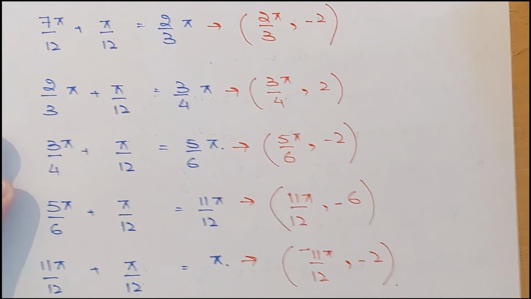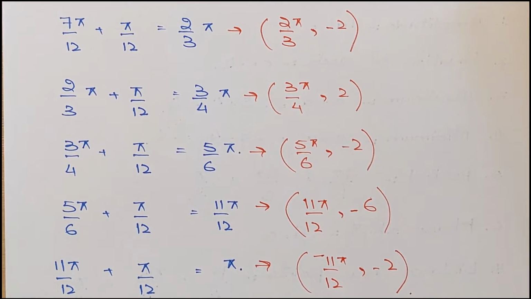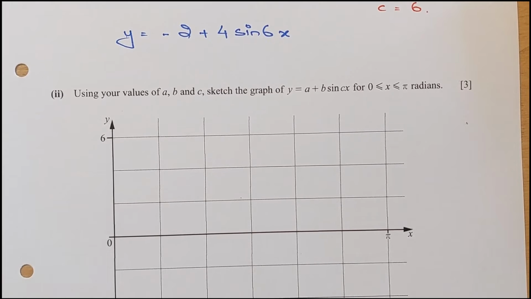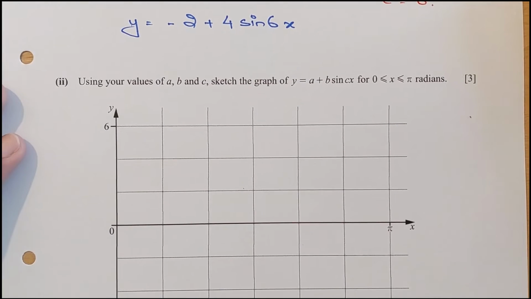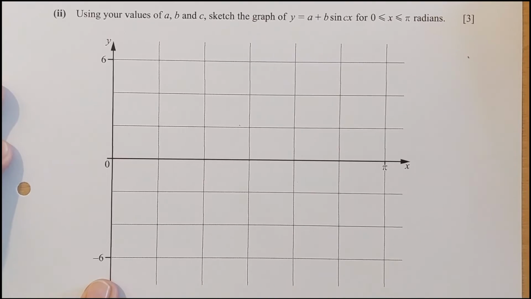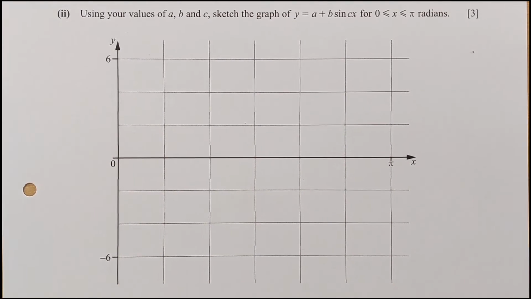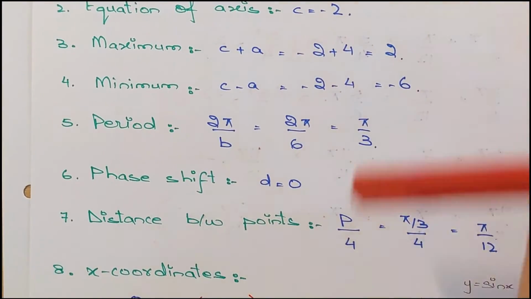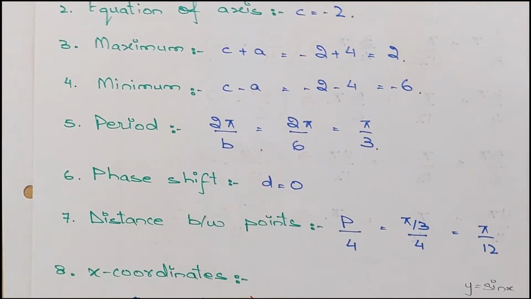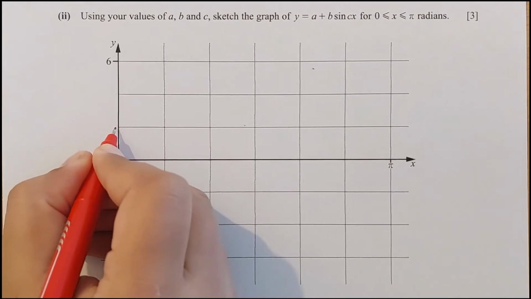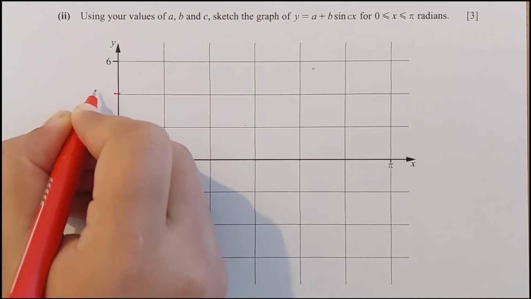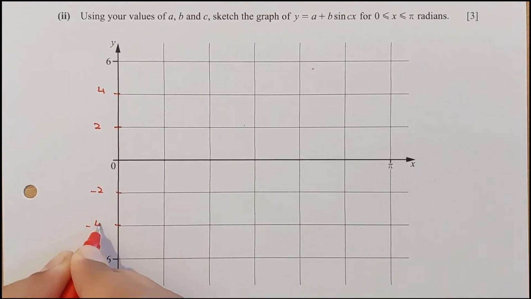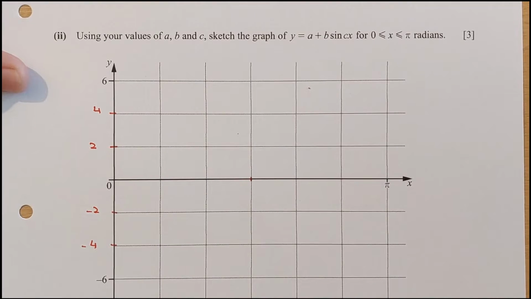Now we have the x and y coordinates. We can easily sketch the graph, right? Now moving to the grid, as you can see, the y coordinates we have been given are from 6 to minus 6, and the x is between 0 to pi. So for the y-axis, as we have the maximums and the minimums, 2 and minus 2, we can say this is 2, this is 4 and 6. Minus 2, minus 4 and minus 6, right?